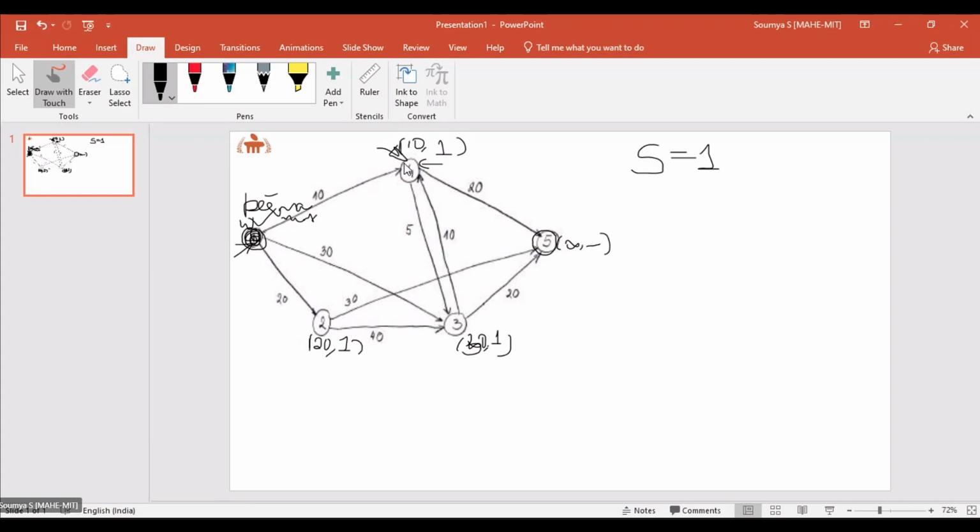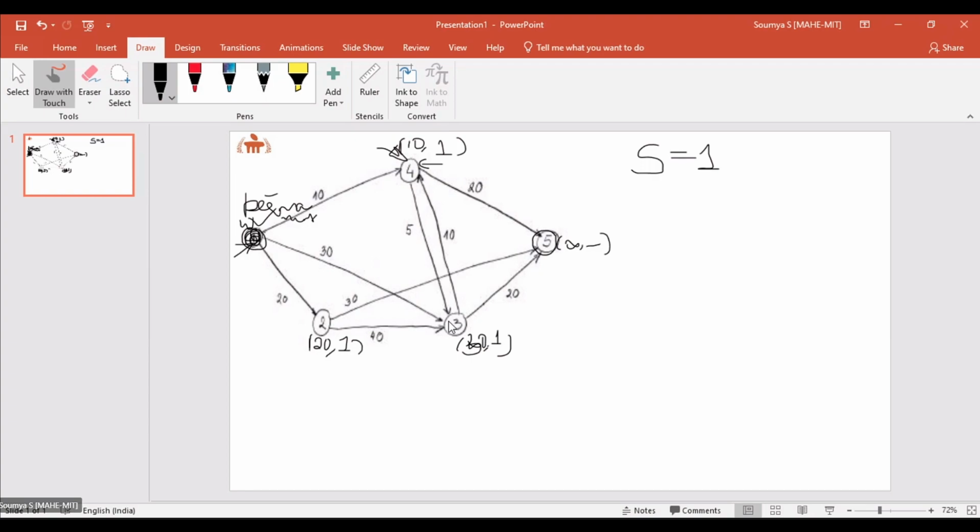From 4, who are the neighbors of 4? 4 you see is connected to 5. 4 is also connected to 3. 4 is not connected to 1 in this direction, whereas 1 was connected to 4. But from 4 to 1 there is no connection present. So now 4 is connected to 3 and 4 is connected to 5. Can you relax the values? Just see what will happen.